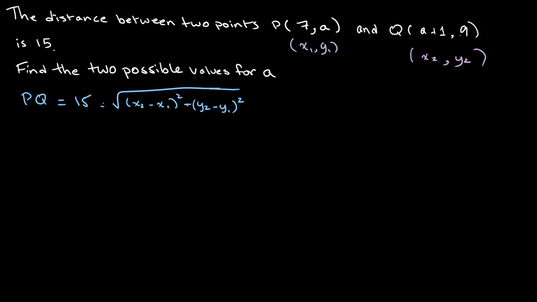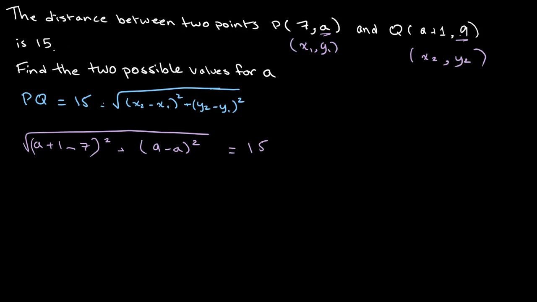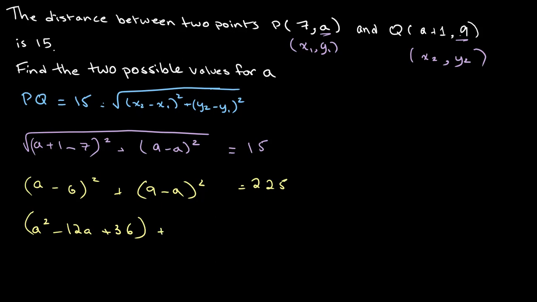So we get x2 minus x1, so the square root of (a + 1 minus x1, which is 7) whole squared, plus (y2 minus y1, so 9 minus a) whole squared, and this is equal to 15. So we can square both sides, and from that we'll get 225 is equal to (a minus 6) whole squared plus (9 minus a) whole squared. So from this we get a squared minus 12a plus 36, and then this plus 81 minus 18a plus a squared is equal to 225.